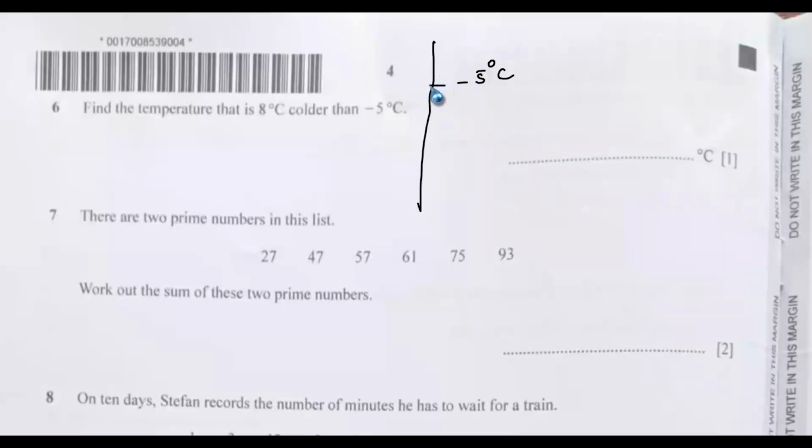If you're having challenge regarding this, you can go to my channel. There is a playlist on this, on the behavior of integers on the temperature scale, so it is well explained there. As you go down like this, it becomes colder. So you need to count from minus 5. The next one will be minus 6, minus 7, minus 8, minus 9, minus 10, minus 11, minus 12, minus 13.